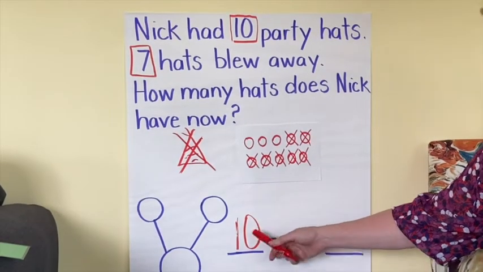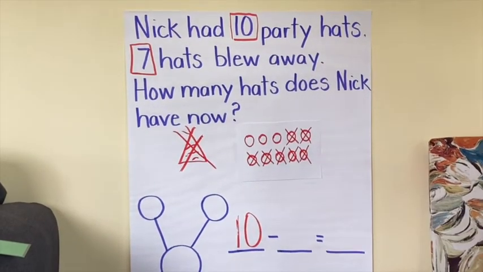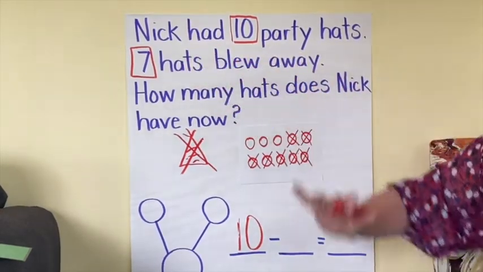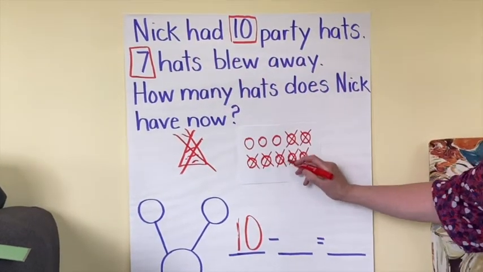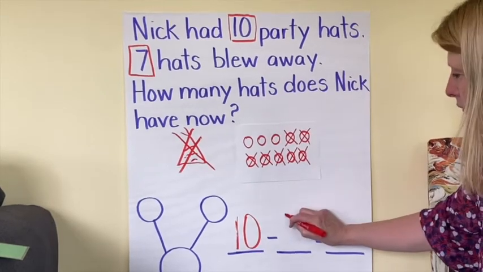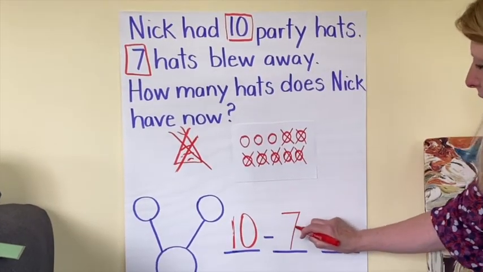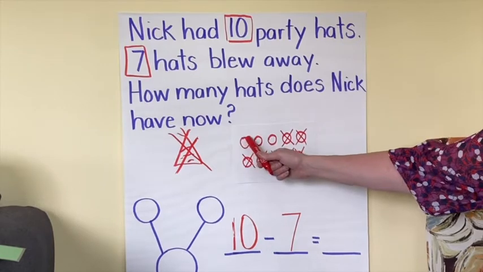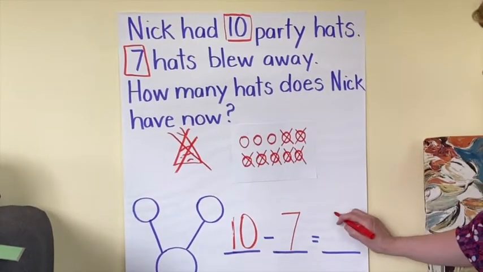Minus, there's that sign, which means take away. How many were taken, or in this story, whoosh, blown away? 1, 2, 3, 4, 5, 6, 7. 10 minus 7 equals how many were left? 3.